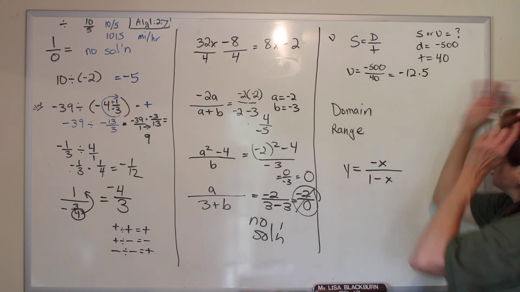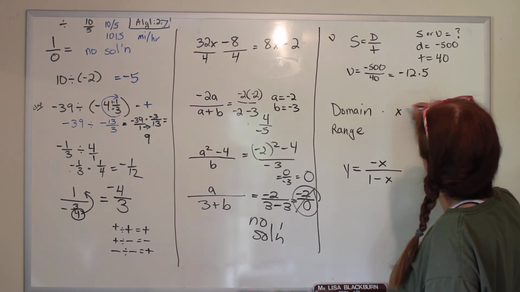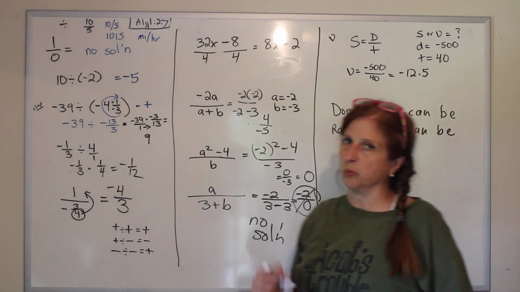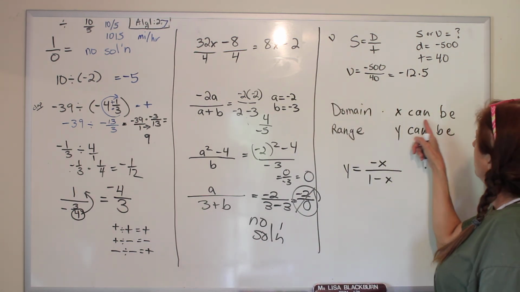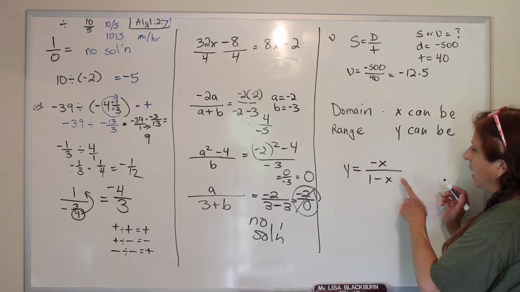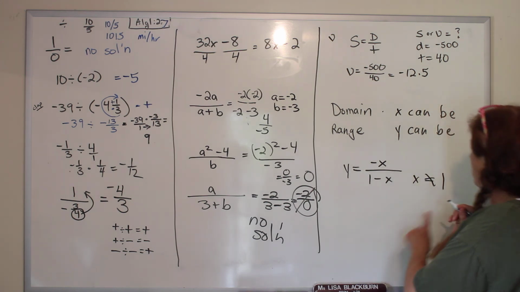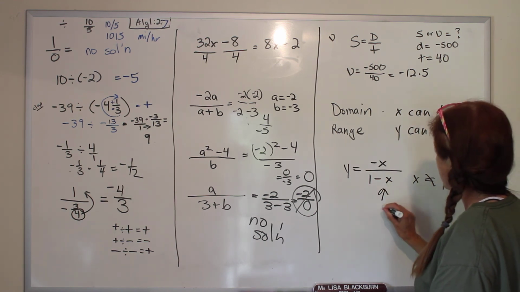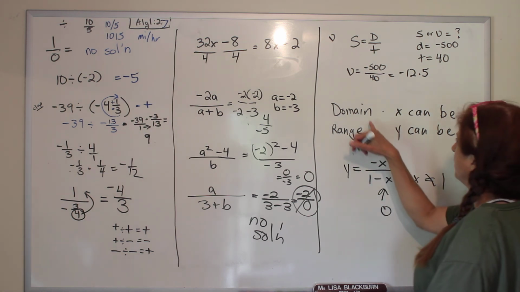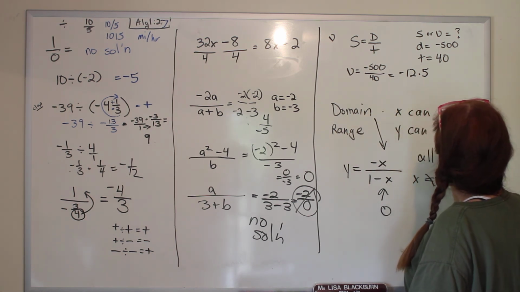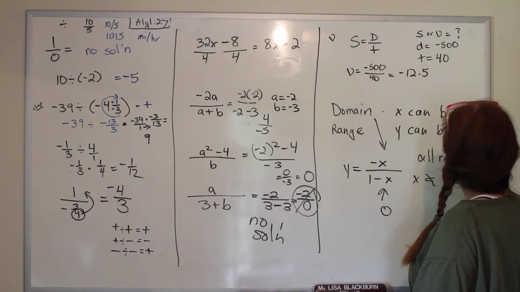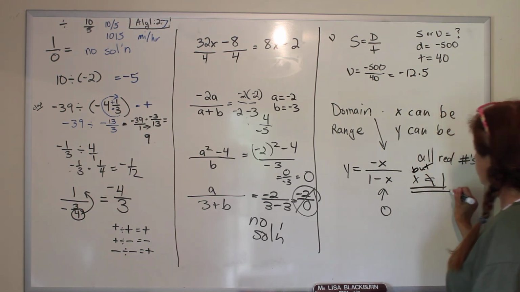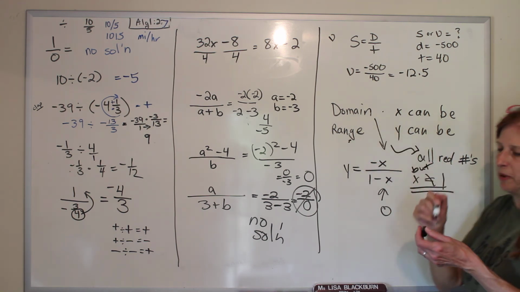Okay, the next one is the idea of domain and range. Domain is what x can be, and range is what y can be. And we'll talk more about this later when we do graphs. But for now, just know domain is what x can be. And looking at this problem, x cannot equal 1. Because if x is 1, it would be 1 minus 1, which would put 0 in the denominator, and that's not allowed. So the domain of this problem is all real numbers except x does not equal 1. And we'll talk later about what the range is.